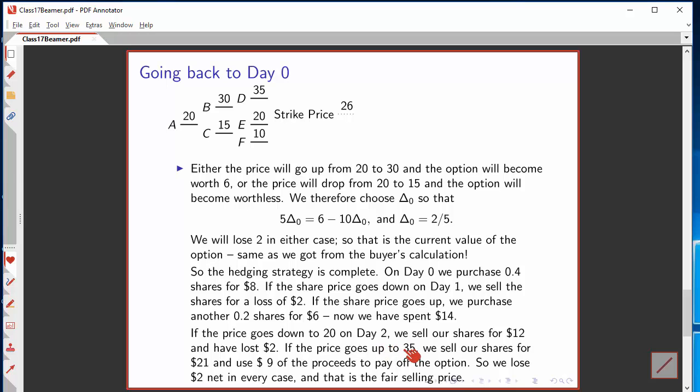If the price goes up to 35, well, we can sell the shares. 0.6 of a share at 35 will net us $21. We've already spent $14. We have to use $9 to pay off the option, so we spent $23, but we just gained $21. Our net loss is $2. So notice that by carefully setting up and readjusting the right portfolio, we can guarantee that having sold this option for $2, we end up paying out $2 some way or another.